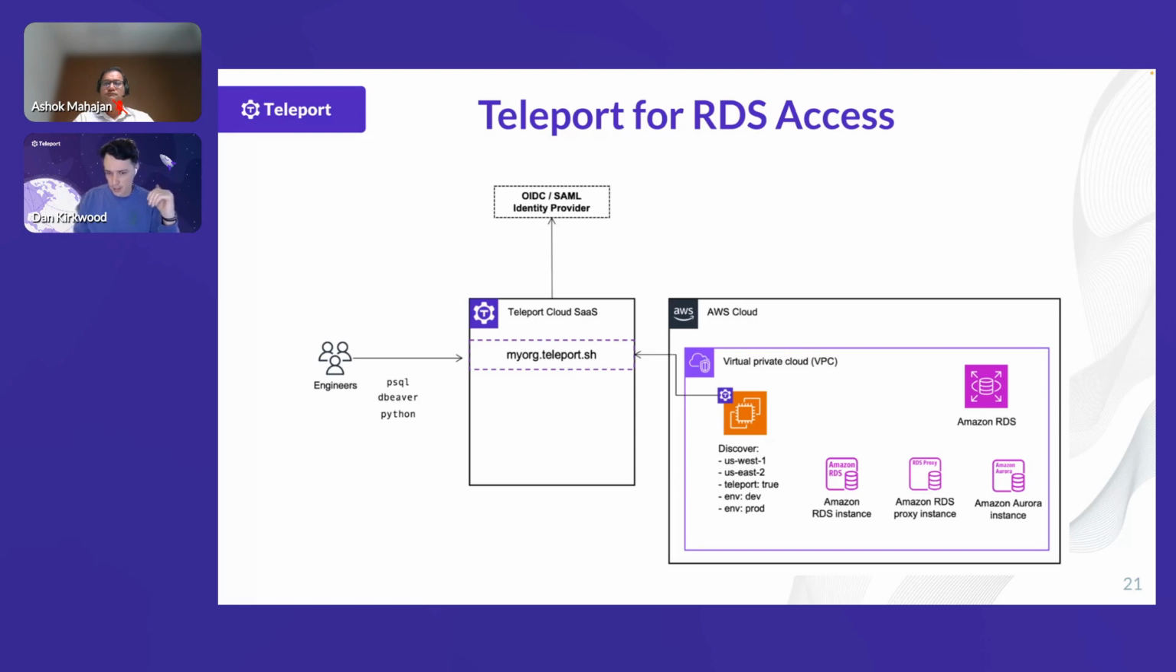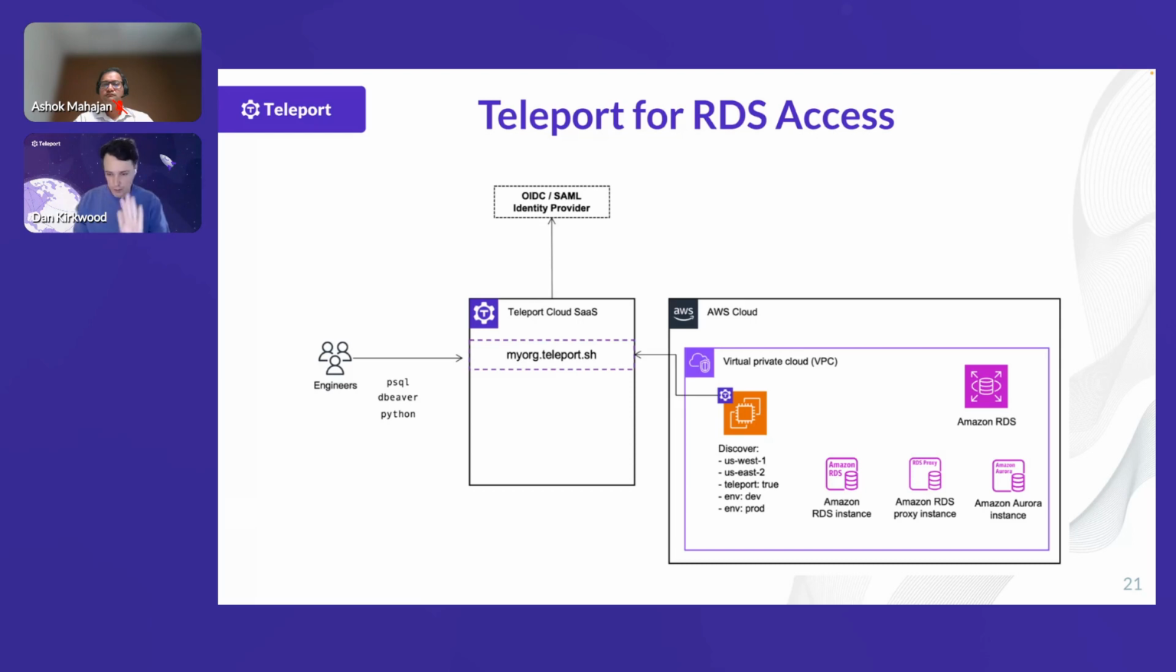On the right-hand side, we have a VPC, which has some RDS instances. Now, this could be plain Amazon RDS. This could be Aurora. This could be RDS Proxy instances. We work with all of them. We also work with all of the database engines, which Ashok mentioned earlier. I'll put a star in there in that RDS Oracle today is not supported, but it is on our roadmap.